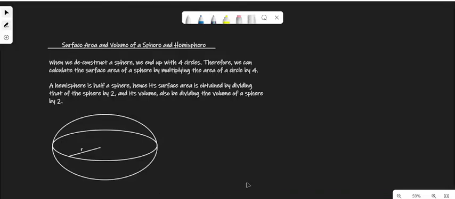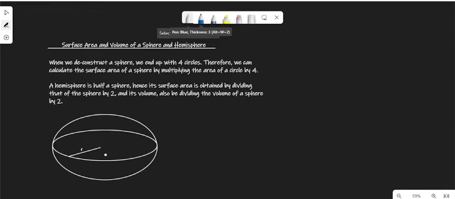Hello everybody. In this video, I'm going to learn surface area and volume of sphere and hemisphere. And I have a drawing of a sphere here. This oval-like shape is what we call a sphere. Half of it is called a hemisphere.